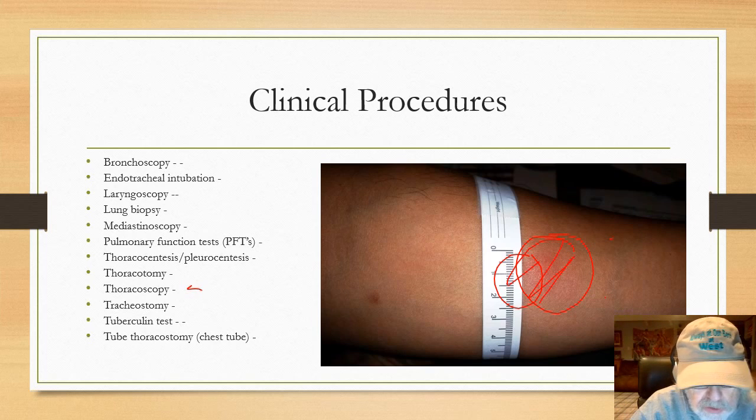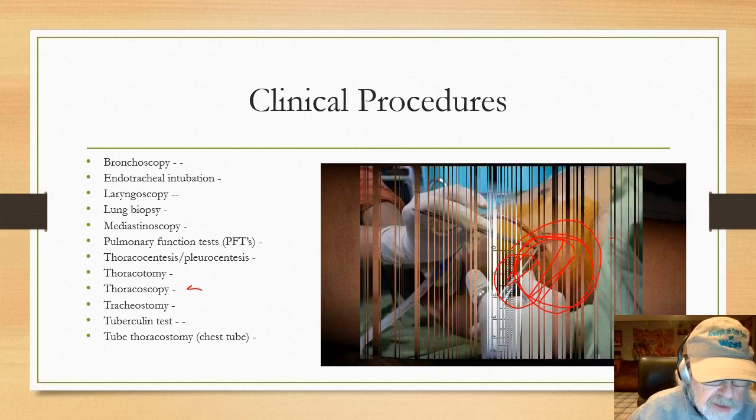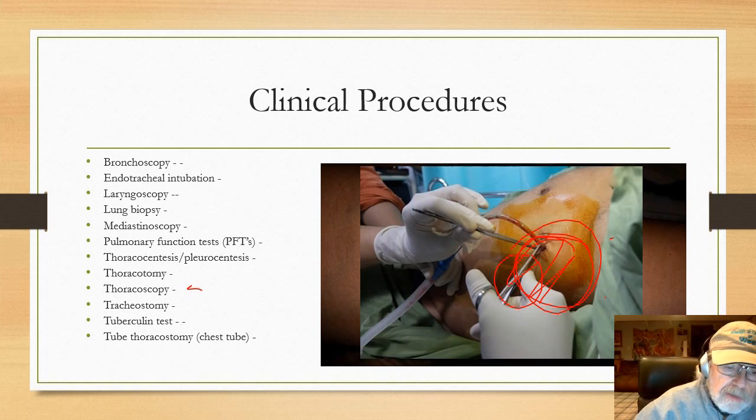Okay, and that's why it turns red and puffy. That means you've been exposed to TB, and the TB is somewhere in your body. Okay, and that's the Tuberculin Test. Tube thoracostomy, okay, and basically that's what we were talking about before with that chest tube.